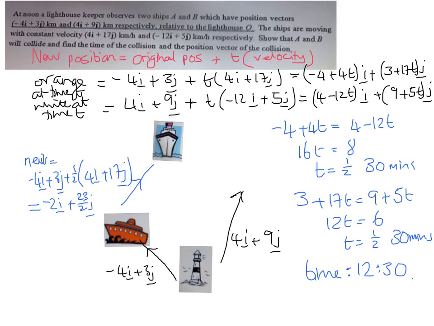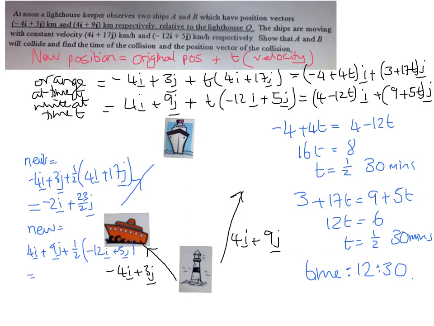Well, I can check that actually, because in theory, if I'm right, this ship will be in the same place as the white ship. And the white ship, its new position after the 30 minutes will equal its original position, 4i plus 9j, plus the time, which is half an hour, half of its velocity vector it will have done, and its velocity vector was minus 12i plus 5j, and that comes out to be minus 2i plus, yes, 23 over 2j. Yeah, that's where they're going to crash. So the crash site is at minus 2i plus 23 over 2j.